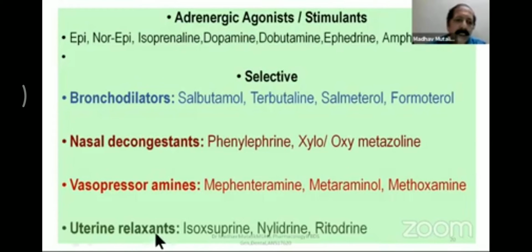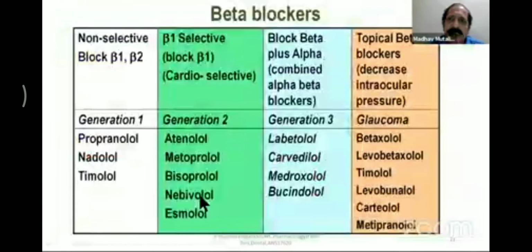And lastly, uterine relaxants, which are also called as tocolytics. Tocos is childbirth. So uterine relaxants are the drugs isoxsuprine, nylidrin, and ritodrine, and they'll be used for prevention of premature labor. So these are the most important drugs which will relax the uterus and which will not allow the uterus to contract and produce abortion or produce premature delivery. So uterine relaxants are isoxsuprine, nylidrin, and ritodrine. So that's about adrenergic agonist.